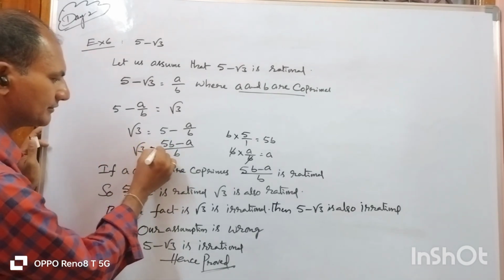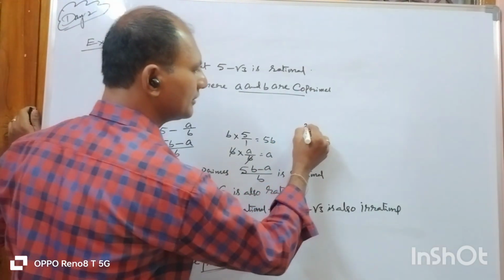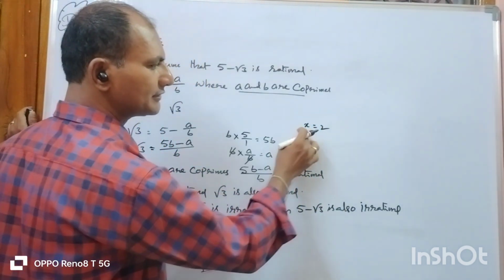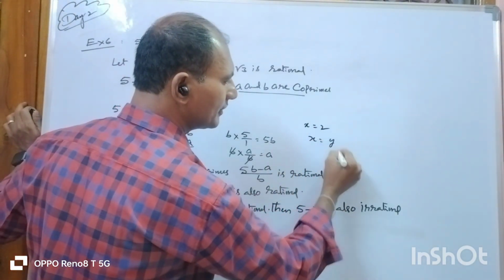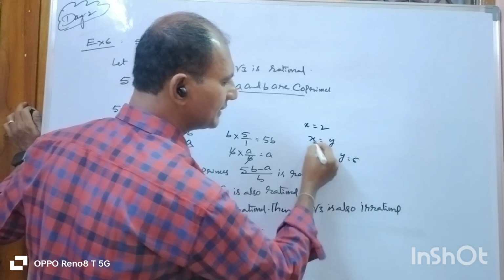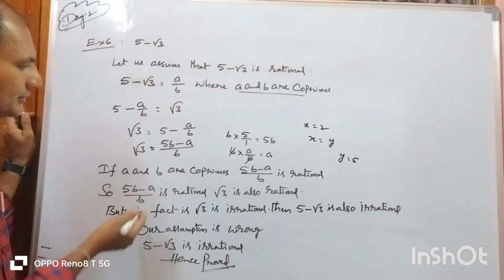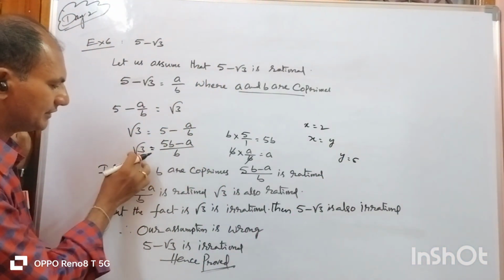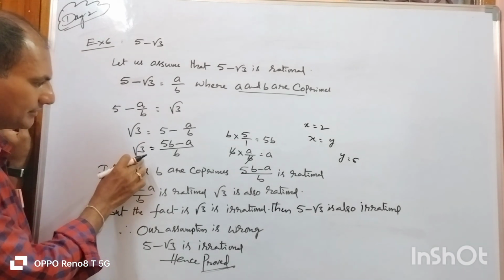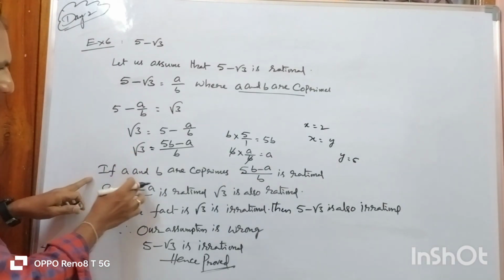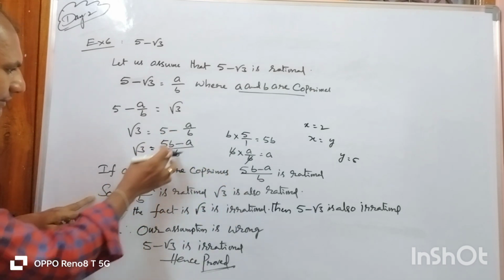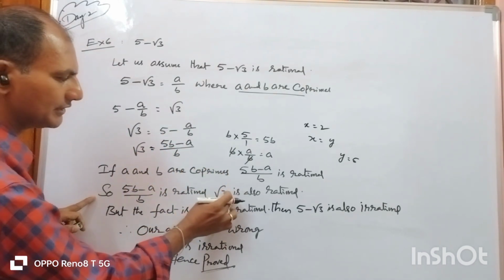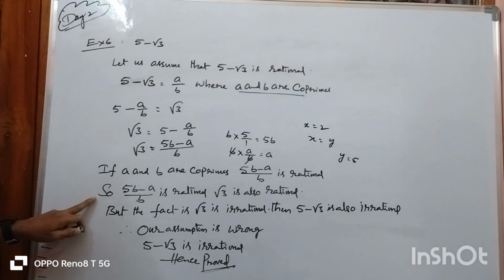Equal to means, suppose x equals y. So if y equals 5, then x is also 5. So here also, this is rational means this is also rational. I wrote that only. First step, this is rational. Second step, this is rational. This is also rational means root 3 is also rational.